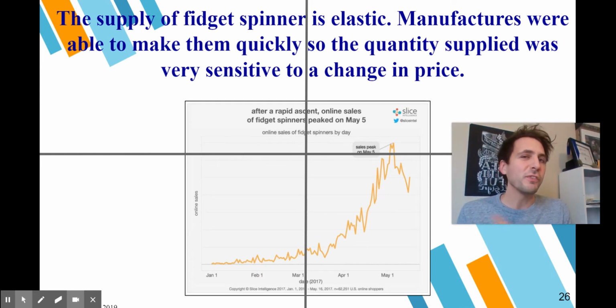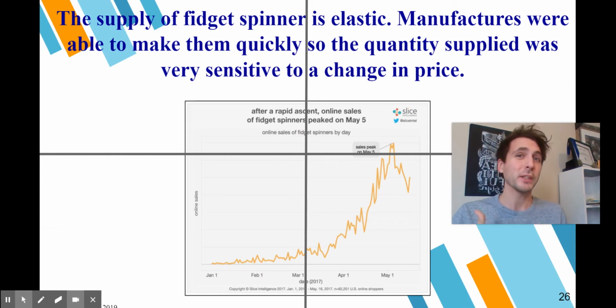You see, it's very easy for manufacturers to produce fidget spinners, right? There's no patent law protecting that type of manufacturing. It requires a little bit of plastic and maybe two or three parts, and you're able to produce them and sell them. So when the price goes up, a lot of businesses can change their manufacturing to produce these to take advantage of the potential profits there. In other words, it's very easy to produce more fidget spinners.